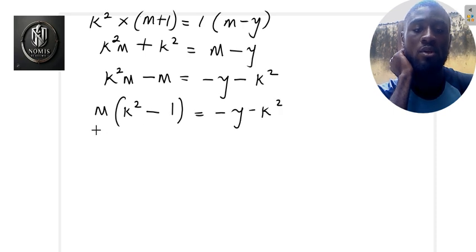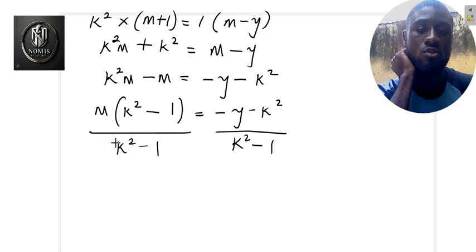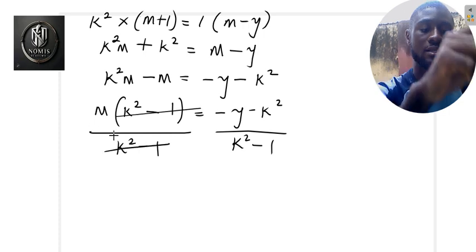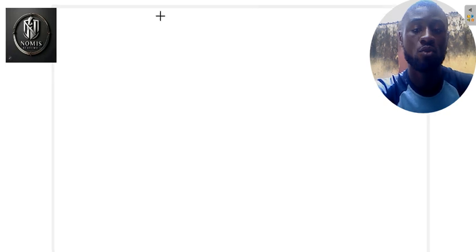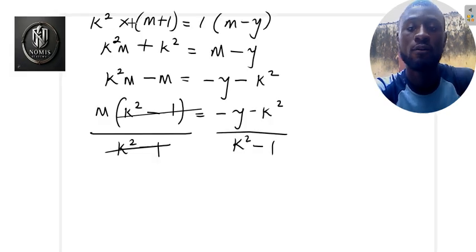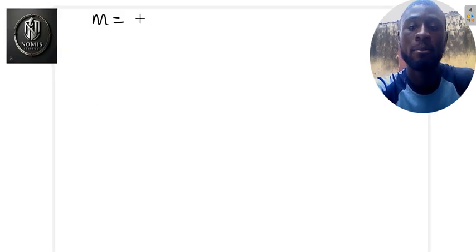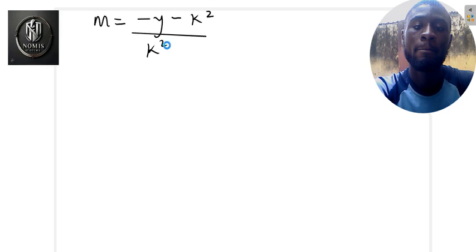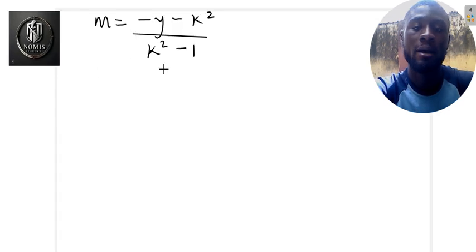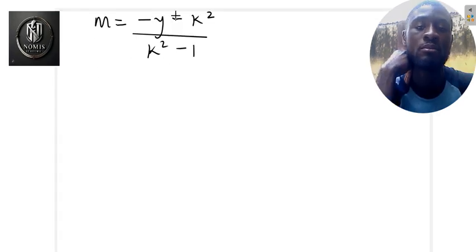So what do we do next? We divide both sides by K squared minus 1. So this cancels this. We are left with M at the left hand side of the equation. Therefore, M is equal to minus Y minus K squared all over K squared minus 1. So we have just made M the subject of the formula or of the relation.